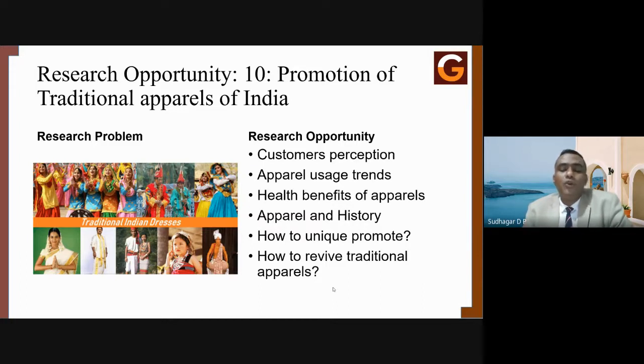So is it possible for you to research on customer perception on traditional dresses, apparel usage trends across India, health benefits of apparels, and, as I mentioned, apparels and their history? Each and every apparel had history behind it. Most of the time, the apparels were prepared based on the materials which were available in a particular locality. So is it possible for you to research on that area? How to come out with unique promotions to actually promote this traditional Indian dress? How to revive traditional apparels could be one of the research opportunities.